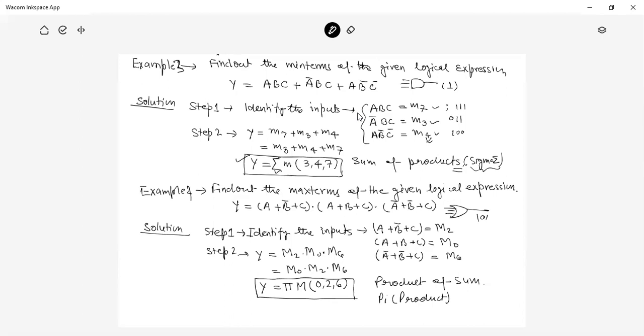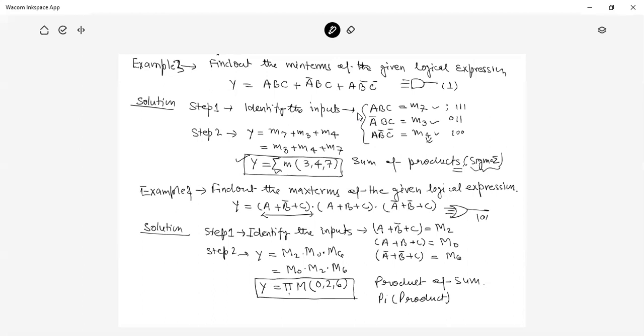Find out the max term of the given logical expression. So we have to identify the logicals in this expression, that is A plus B bar plus C. So A plus B bar all must be 0. So 0, 1, 0, that is M2. Here it is 0, 0, 0, that is M0. Here it is 1, 1, 0, so 6. So it is M0, M2, M6. M2 into M0 into M6.